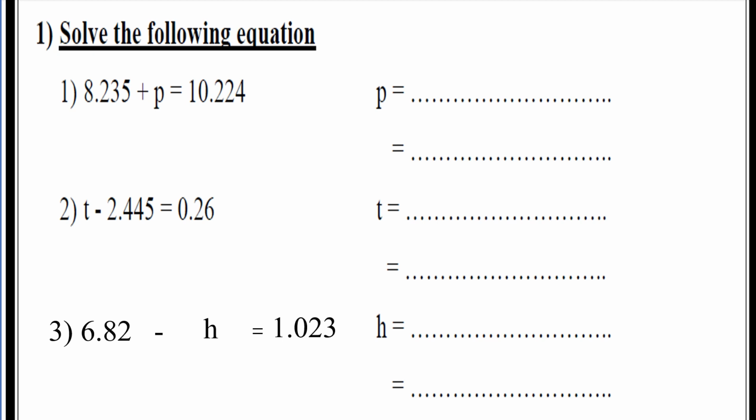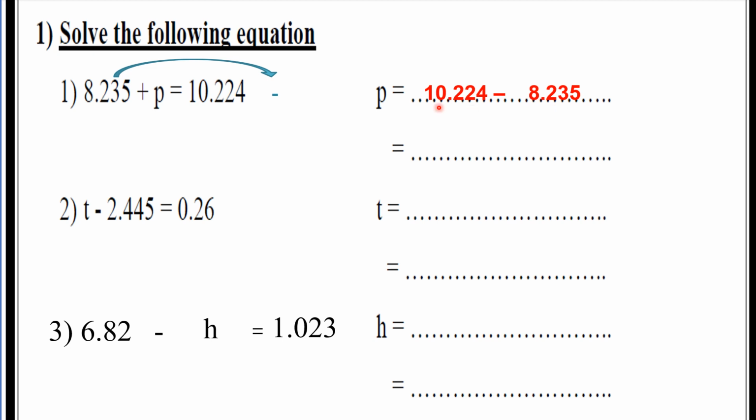First, we need the p, the variable, to be alone here, and we will take all the numbers to the other side. So I will take 8.235 to the other side using the inverse operation. Plus will be minus. So p equals 10.224 minus 8.235, like this.